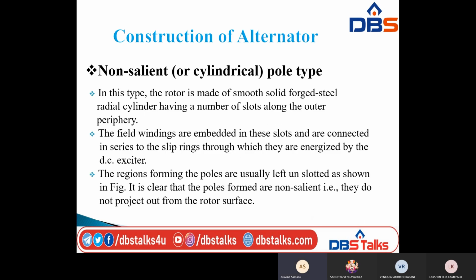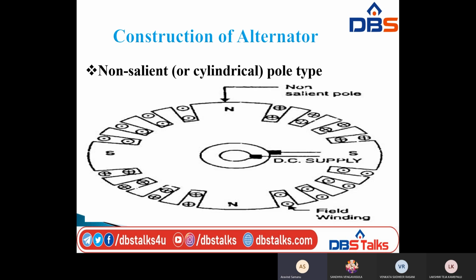The field windings are embedded in these slots and are connected in series to the slip rings through which they are energized by the DC exciter. The regions forming the poles are usually left unslotted, as already shown in the figure. So it is clear that the poles formed are non-salient, that is, they do not project out from the rotor surface. Here these are the non-salient north and south poles, and these are the field windings.